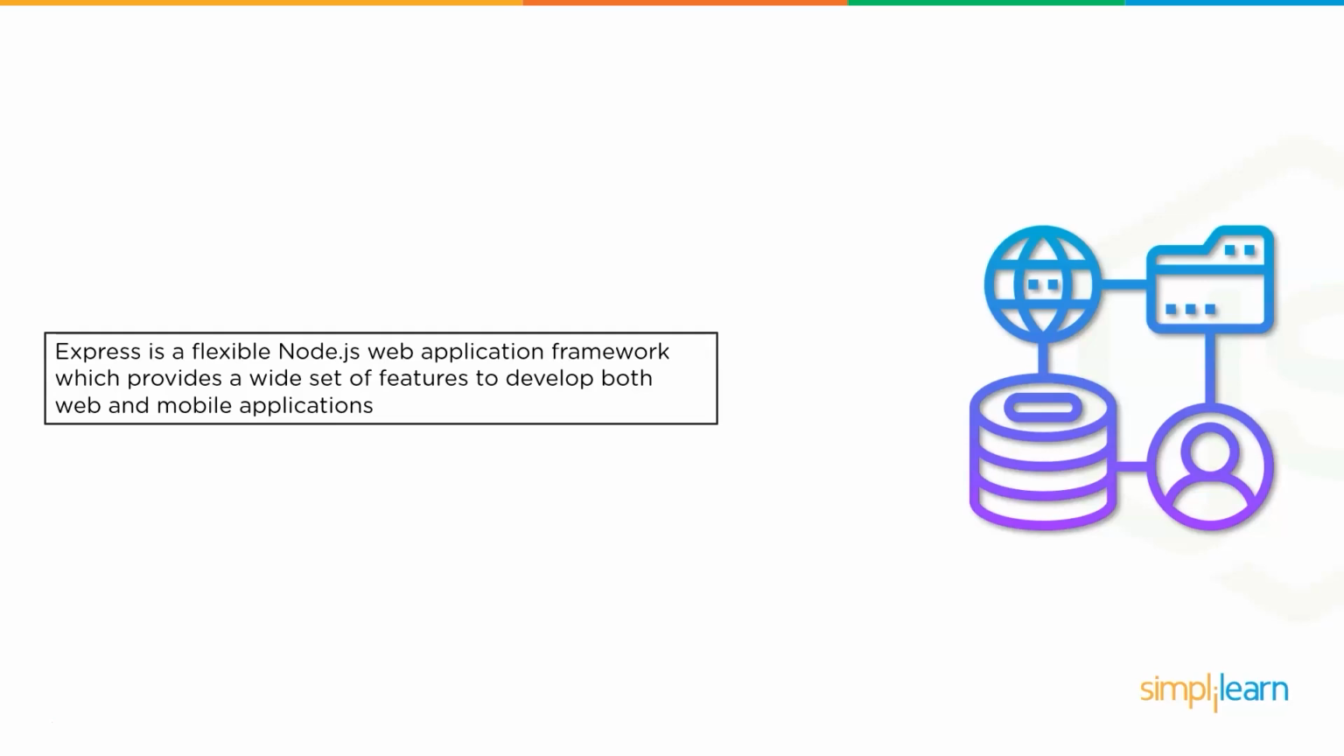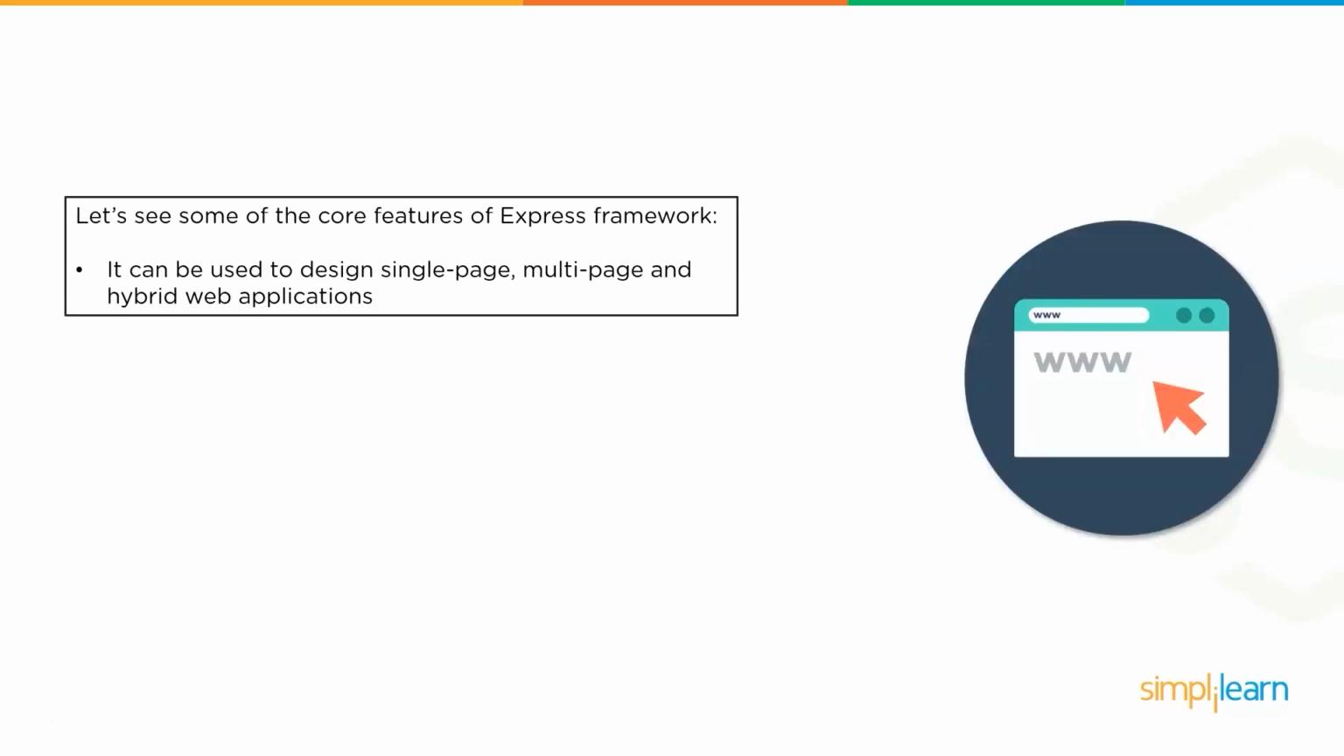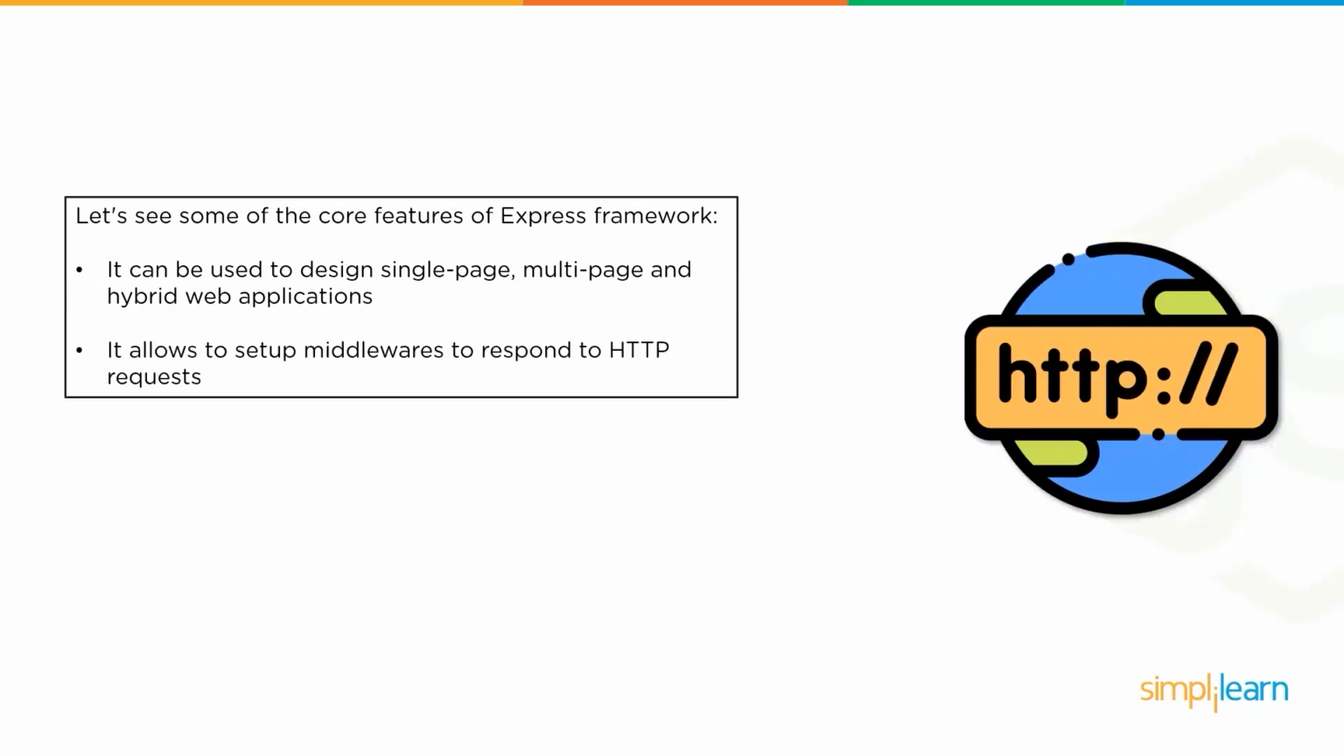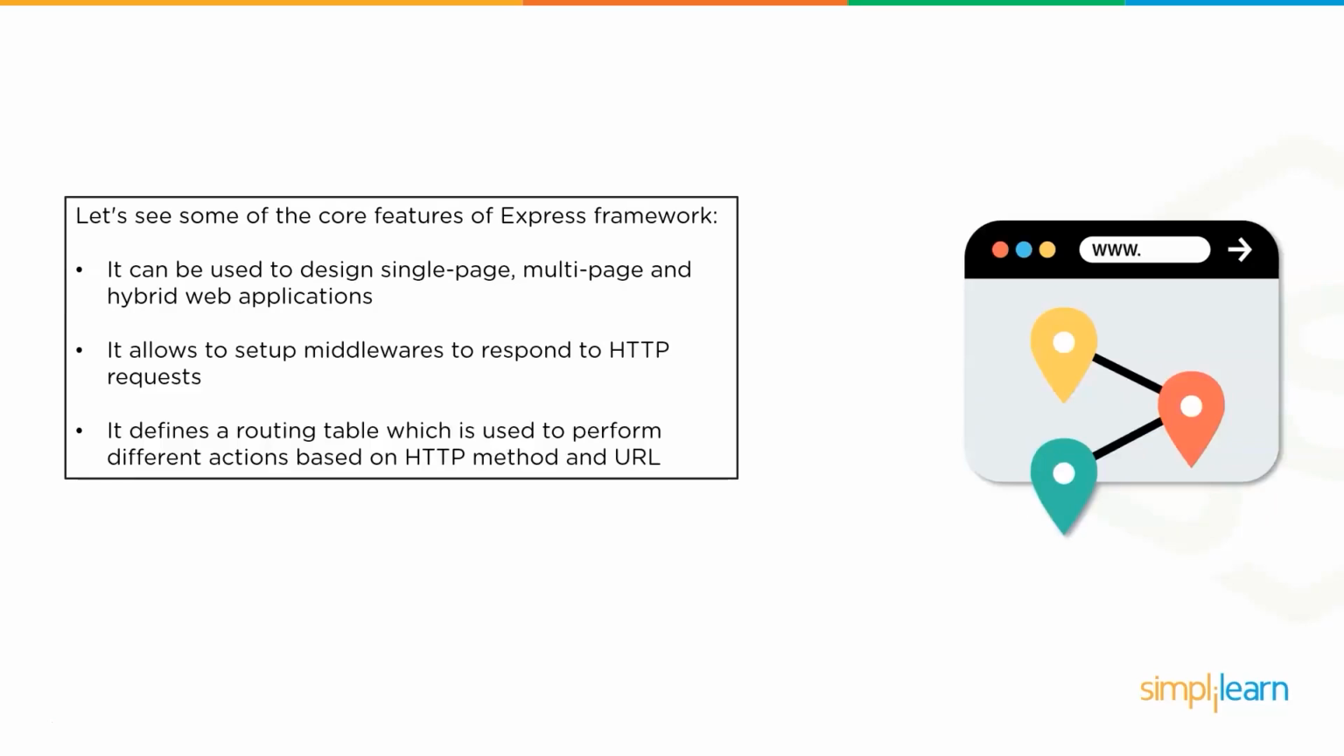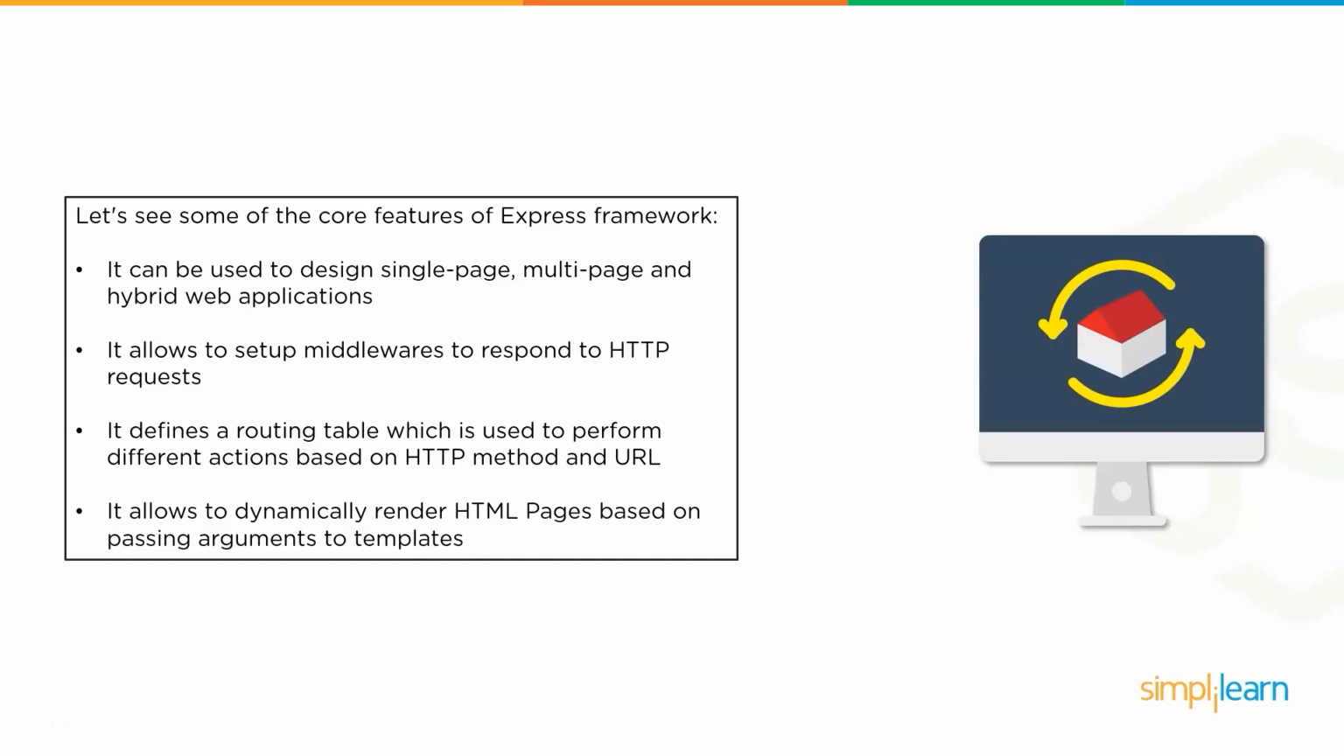Now let's have a quick look at some of the core features of Express framework. It is used to design single-page, multi-page and hybrid web applications. It allows the setting up of middleware to respond to HTTP requests. It defines a routing table that is used to perform different actions based on the HTTP method and URL. It also allows dynamic rendering of HTML pages based on passing arguments to templates.